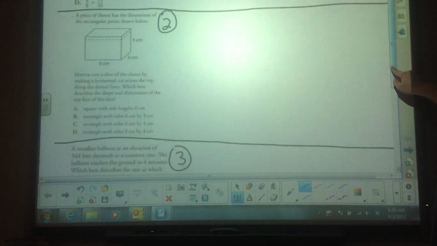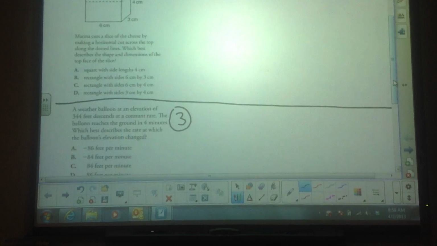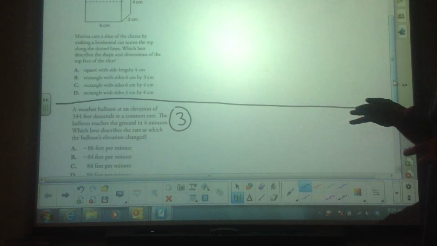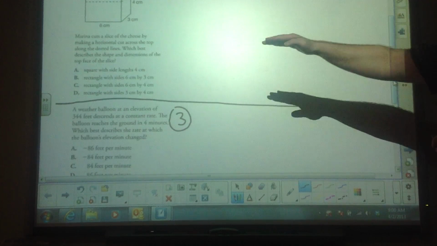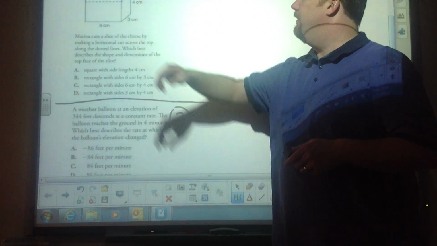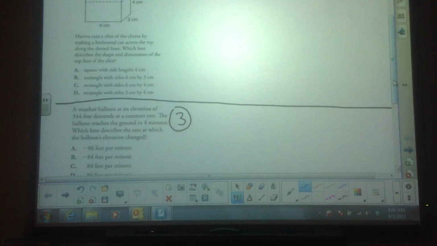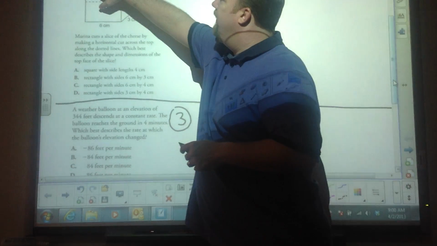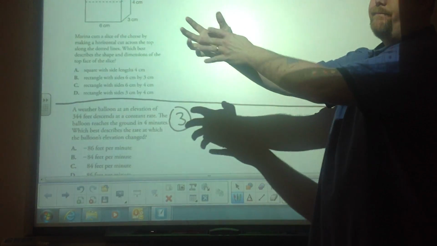Number 2. A piece of cheese has dimensions of the rectangular prism below. And we can see those 6, 3, and 4. This thing is cut, a horizontal cut along the dotted lines that are shown here. Which best describes the shape and dimensions of the top face of the slice? So basically what we're saying is we got a cross section here. If I take this off and we stare into it, what's it going to look like?